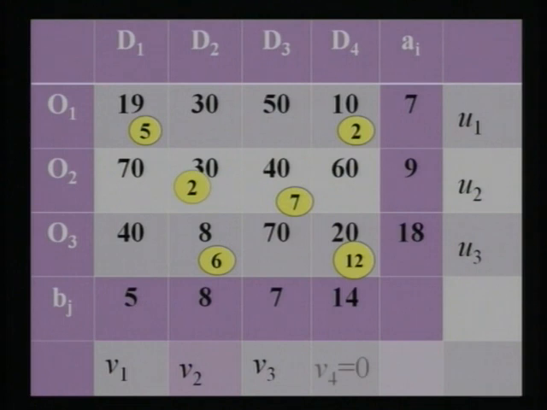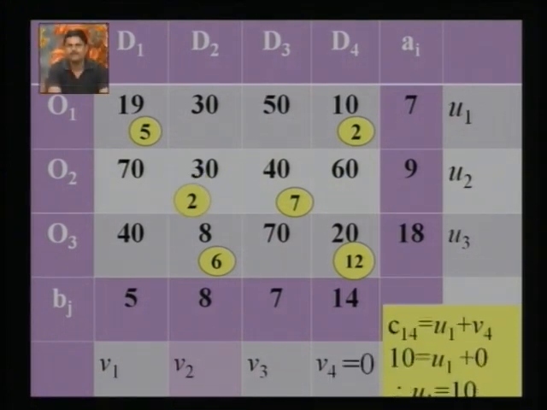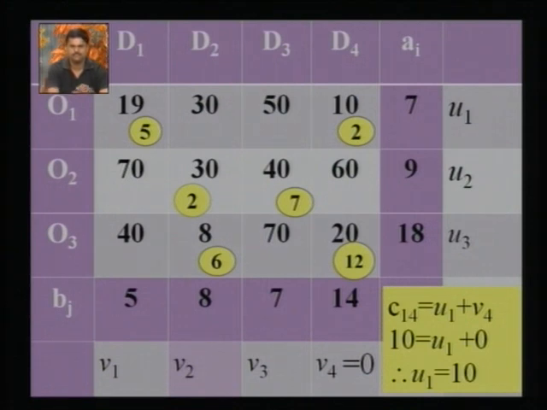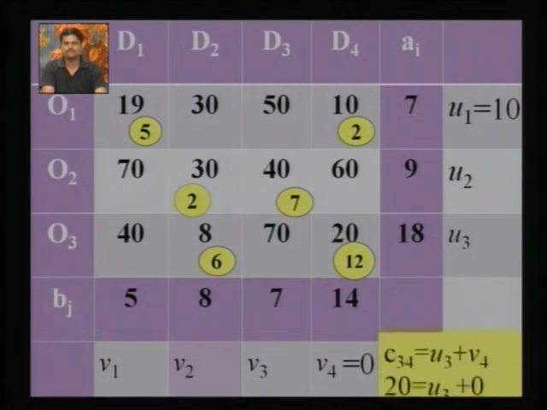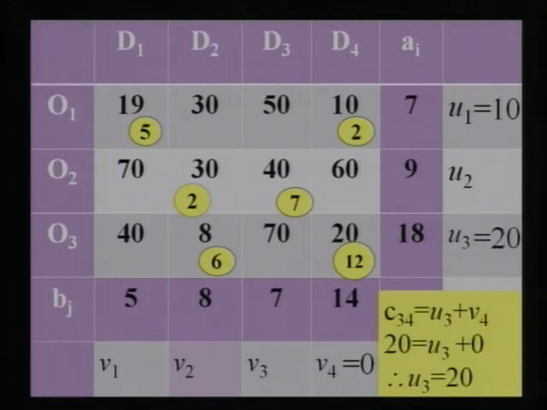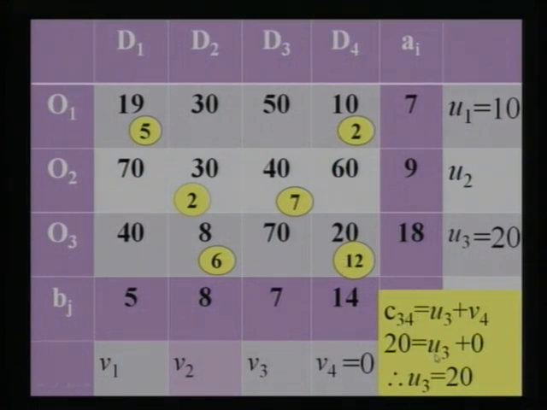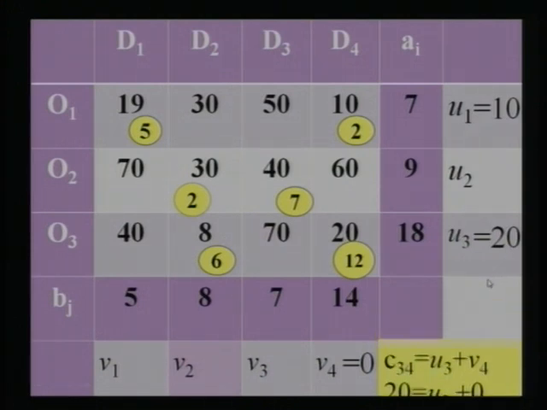So for this new solution, again I am taking v4 equal to 0, and we calculate using the occupied cells, as you know. So we get 10 here, 20 here. See, I am using only occupied cells. Using this v4 equal to 0 and this particular cell, C34, third row, fourth column, 20 is equal to u3 plus v4. v4 was 0, so u3 becomes 20. So these two values are calculated.